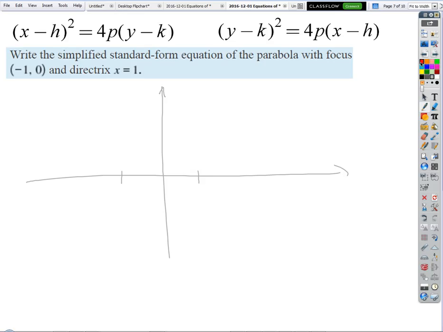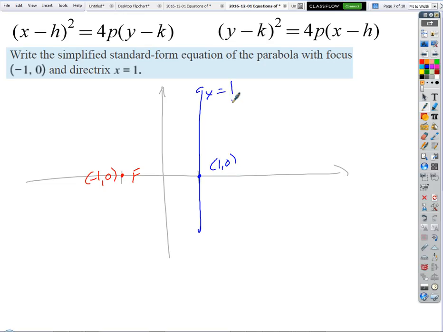Okay, so we said that the focus goes at -1, 0, right? So that's F. And the directrix is the line x equals 1. Is that going to be a horizontal or a vertical line? It's going to be vertical, isn't it? Good, so it's going to go through the point that has coordinates 1, 0. Right? So there's my directrix.